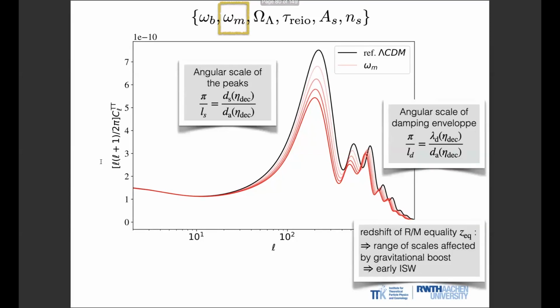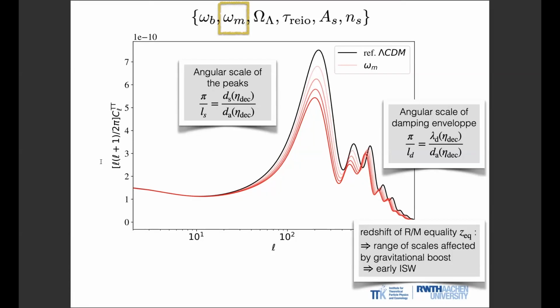Now we have all the key ingredients to understand why. The first two are similar to the effect of omega b. They just have a different amplitude. First, we see that the peaks are shifted. So we anticipate that probably the sound horizon depends on omega m. And indeed, the sound horizon is given by this integral from 0 to eta of the sound speed times d eta.